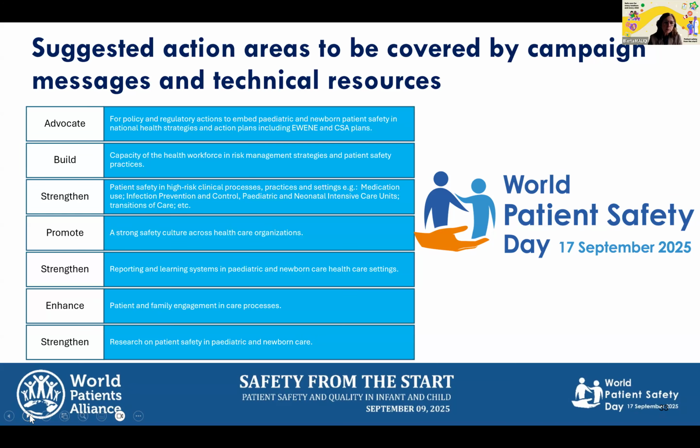So please advocate for policy and regulatory actions to embed pediatric and newborn patient safety in national strategies and action plans, build the capacities of the workforce in risk management strategies and patient safety practices. Do strengthen patient safety, especially in high-risk clinical processes. We started with ICUs as we started to build the case. And then please look across the key safety issues. Promote a strong safety culture across all healthcare organizations, strengthen reporting and learning systems, enhance patient and family engagement, and strengthen research in patient safety in pediatric and newborn care. We do need to strengthen research on patient safety and then specifically on newborn and pediatric care. This is very important for all of us. Next.